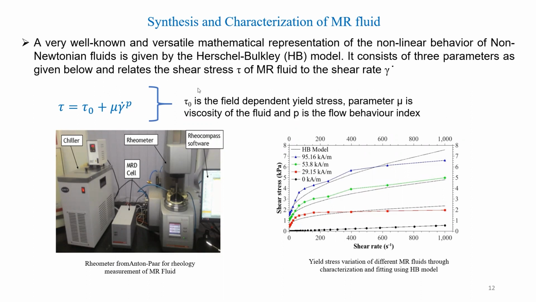And I already told you that this is the Herschel-Bulkley model, commonly used to model the MR fluid, because tau is equal to the initial yield stress, plus mu, that is from Newton's viscosity, into the strain rate to the power P, the index like earlier I have shown in terms of N. Here it is replaced by the P. That P, or N in that first slide, is called the flow behavior index, and N is equal to 1 for the Newtonian fluids, and tau 0 is equal to 0, and then it will become Newton's law of viscosity.